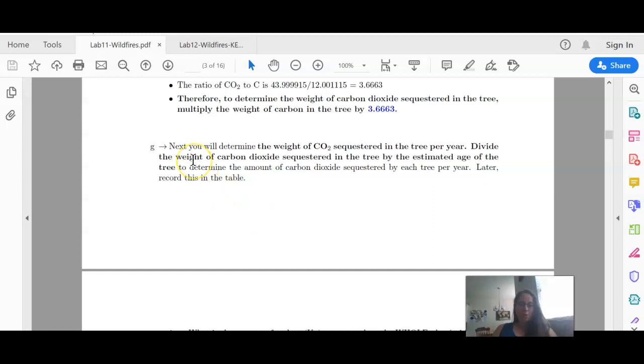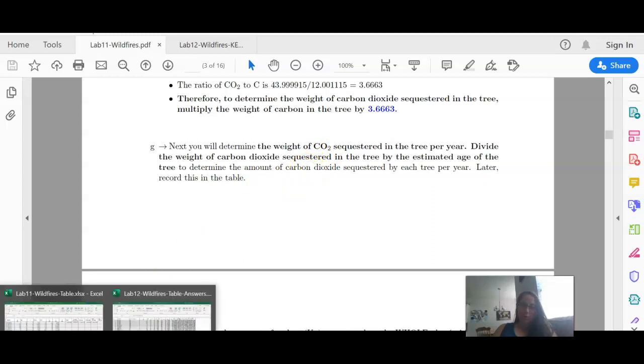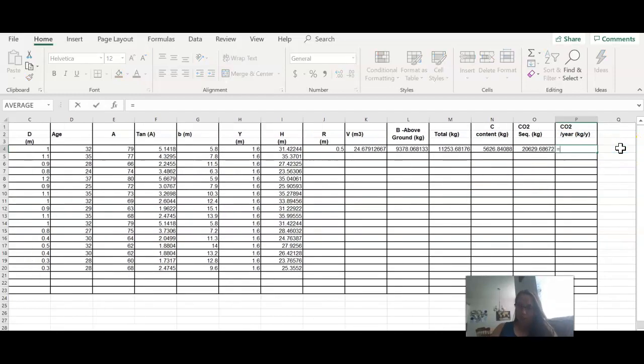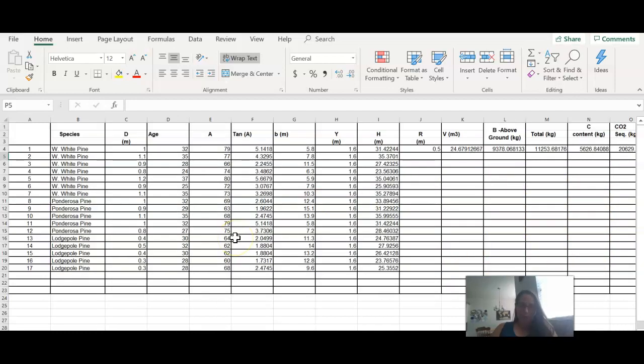Okay, so now we finish with letter G, the last of the lettered questions of part 1. Next you will determine the weight of carbon dioxide sequestered in the tree per year. So divide the weight of carbon dioxide sequestered in the tree by the estimated age of the tree. This gives the amount of carbon dioxide sequestered by each tree every single year, and we will record that in the table. We already have the weight of the carbon dioxide sequestered in the tree, and now we just have to divide that by the age of the tree itself. So in that cell, my CO2 sequestered per year is going to be equal to my CO2 sequestered divided by the age of my tree. That is the column here, all the way to the left. All right, so that is how we get the table filled out. And again, remember to fill in all of the values for all of those 17 different trees.